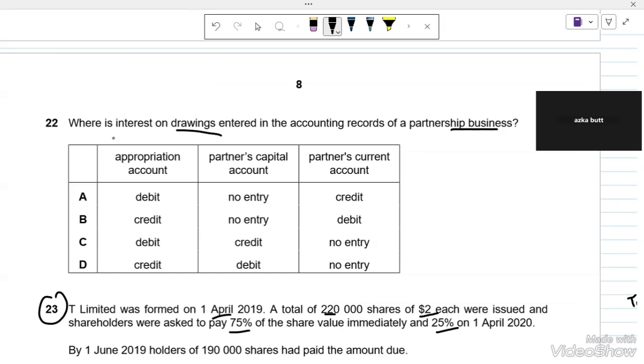Okay, so where is the interest on drawing entered in the accounting records? Okay, so we know that interest on drawings, we will credit in the appropriation account because it is reducing your appropriation account. And in partners capital account, we do not record interest on drawing, so there would be no entry. And in partners current account, we record interest on drawing, and we debit the partners current account. So that's why B option is the right option, basically.